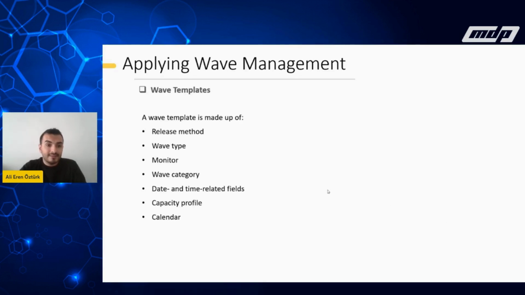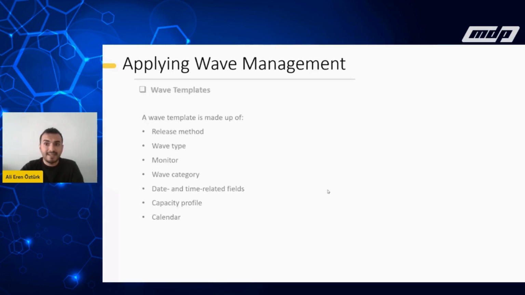Capacity profile is another functionality that can be used. So if you want a maximum number of 10 items inside the wave, you can create a capacity profile and then limit the number of assigned deliveries inside the wave.